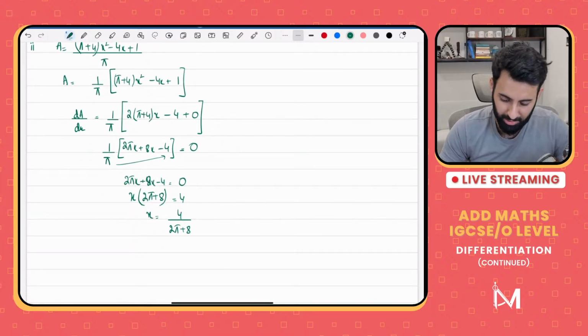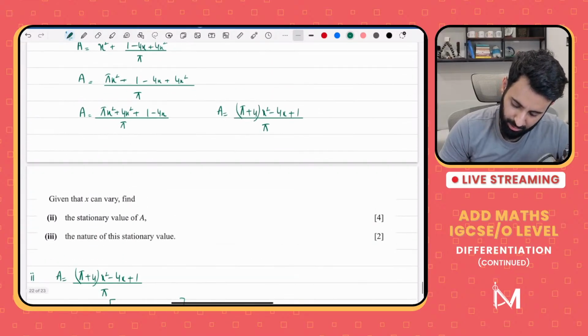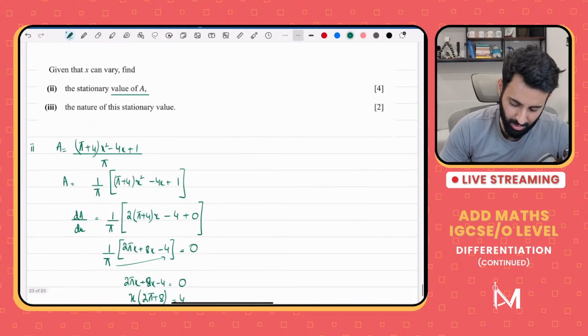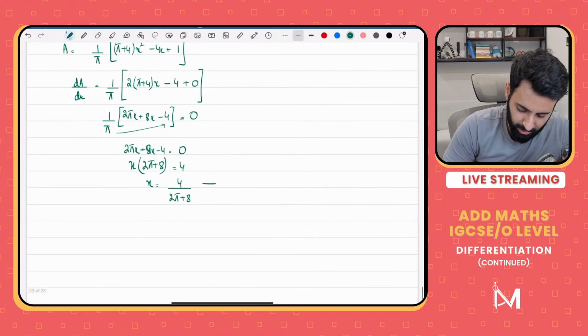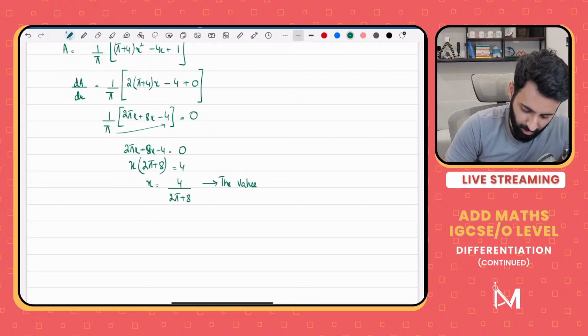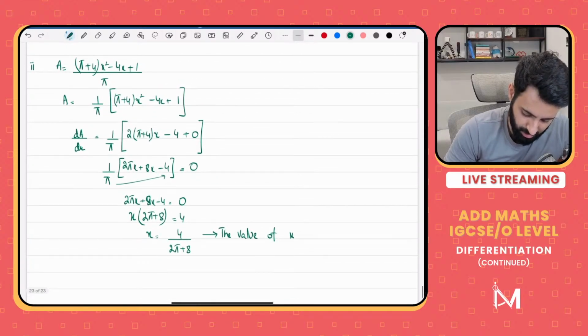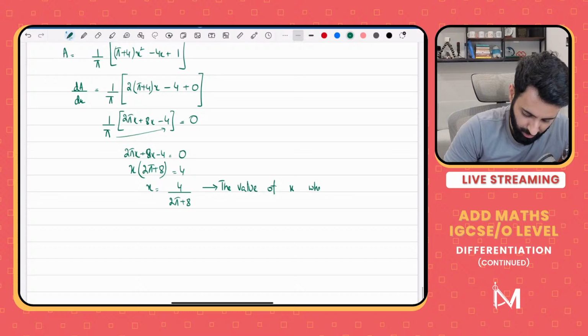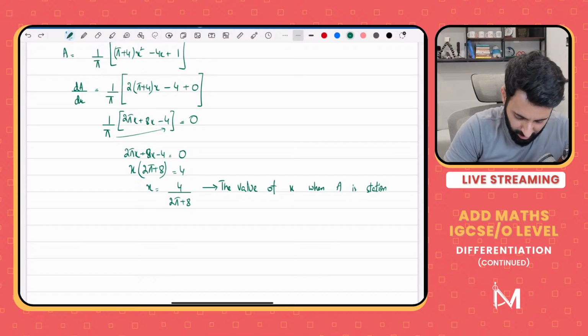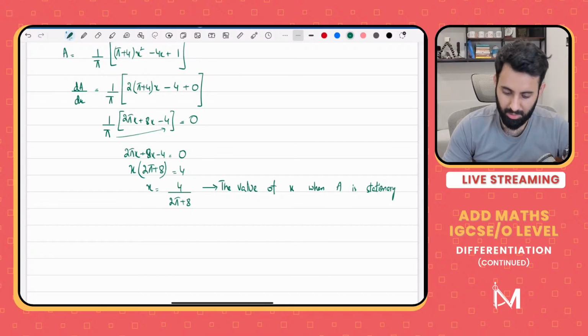Okay, but this is not the end of the question. The question was asking us to find out the stationary value of A. What we have found is the value of x when A is stationary. ठीक है, अब कहानी ख़त्म कब होगी? कहानी ख़त्म जब होगी जब हम A की stationary value निकाल लेंगे.